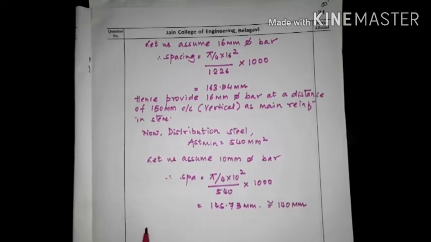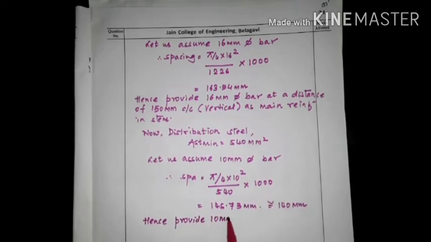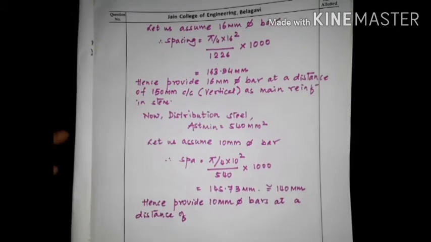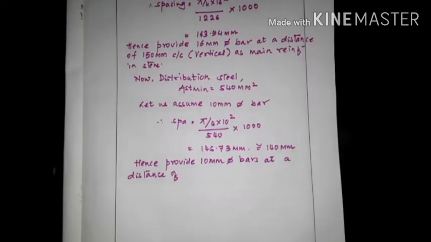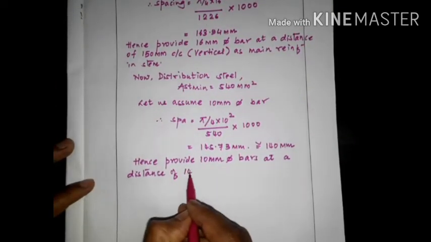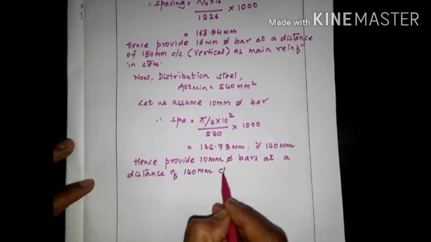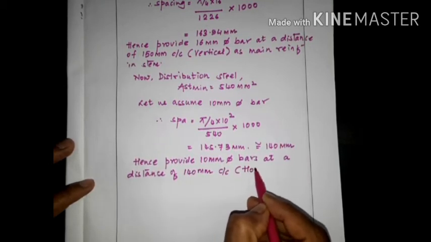So I will write a note here. Hence provide 10 mm dia bars at a distance of 140 mm center to center in bracket horizontal. This is very important.